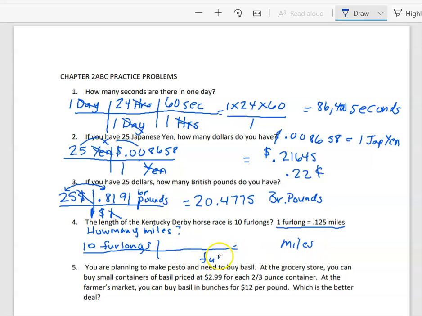So I need the furlongs to cancel out. And what do I know about this? I know that 1 furlong is 0.125 miles. And so to find the answer, we would do 10 times 0.125, which is going to give us 1.25 miles.